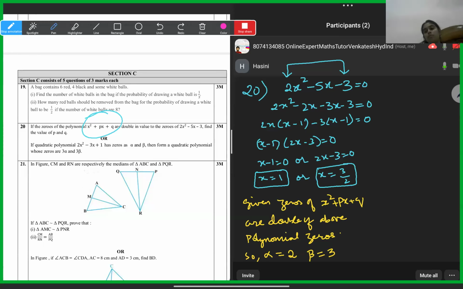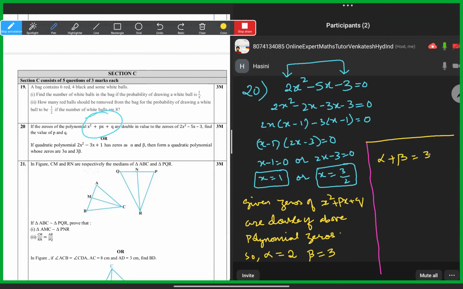So I'm considering alpha plus beta as well. Alpha plus beta is equal to 3 plus 2, which is 5. Alpha plus beta is minus b by a. We already got alpha and beta, I added them. Relationship between zeros and coefficients: I got zeros here already, I'm adding them. So 2 plus 3 is 5.